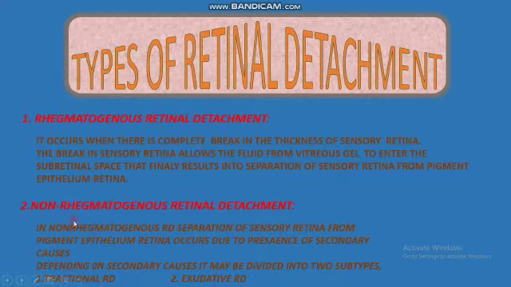Now the second, non-rhegmatogenous retinal detachment: in this the separation of the sensory retina from the pigment epithelium occurs due to the presence of secondary causes, and depending on the secondary causes it is divided into two main subtypes: tractional and exudative retinal detachment.